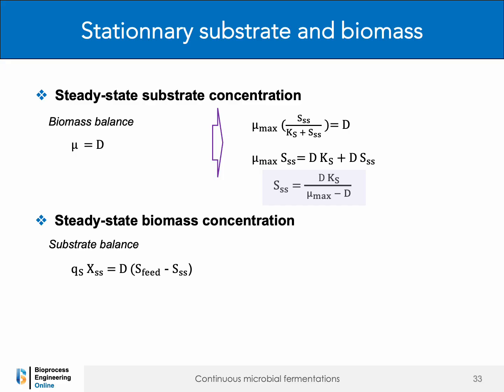The steady-state biomass concentration X_SS is then determined from the steady-state substrate balance. By expressing the specific substrate consumption rate in terms of the biomass growth rate and the yield coefficient Y_X/S, the substrate balance becomes 1 over Y_X/S, mu X_SS equals D times S_feed minus S_SS. Using the steady-state condition mu equals D, this expression simplifies to X_SS equals Y_X/S times S_feed minus S_SS. This result shows that the steady-state biomass concentration is directly proportional to the amount of substrate consumed between the feed and the fermenter outlet.